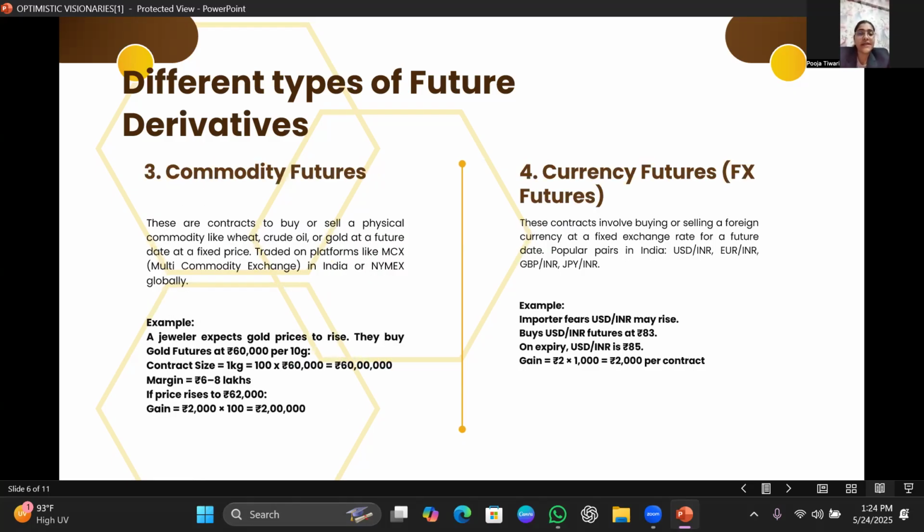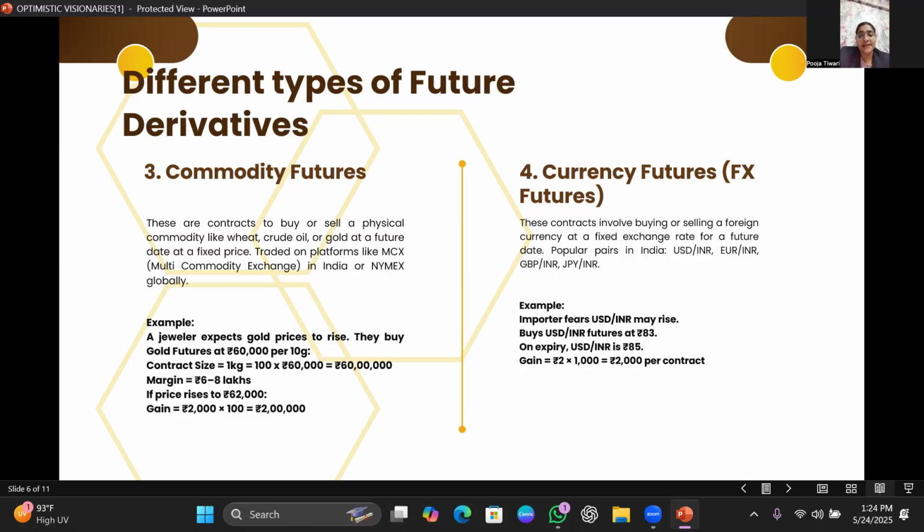The third topic is the commodity future. The third type of future derivative is commodity future. Commodity future is a contract to buy or sell a specific quantity of a physical commodity like oil, gold, wheat, etc. Its advantages are hedging against price volatility in raw material, and allowing producers and consumers to lock in a price.